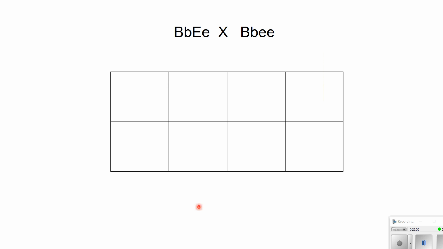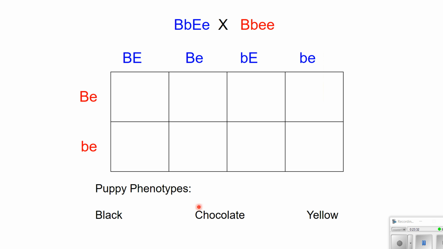Okay, so here's my Punnett square. This was the heterozygous black lab parent, and so these are the four possible gametes that could be produced by that black lab. And then here is the yellow lab parent. Notice it can only make two different types of gametes. It's either going to be big B, little e, or little b, little e. Those are the only two possibilities.